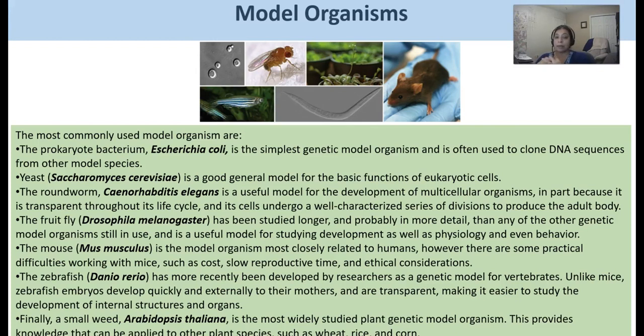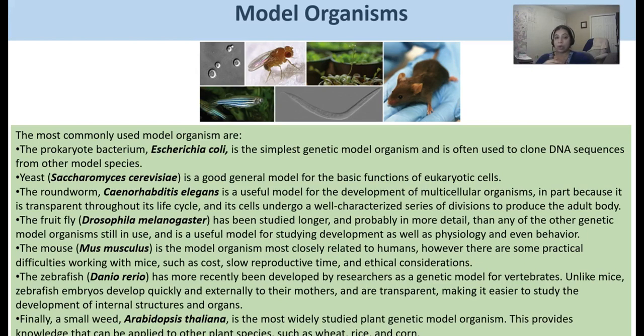Another one that's probably been studied the longest among the higher organisms is Drosophila melanogaster, which is a fruit fly. It's been studied in a lot of detail because it only has 4 chromosomes. They have all been very well characterized.